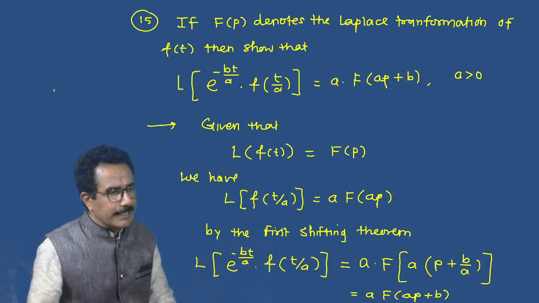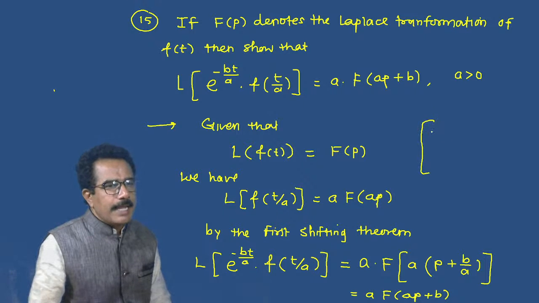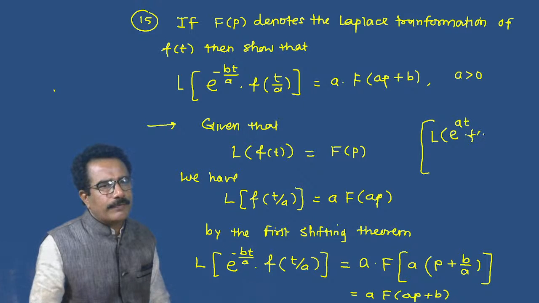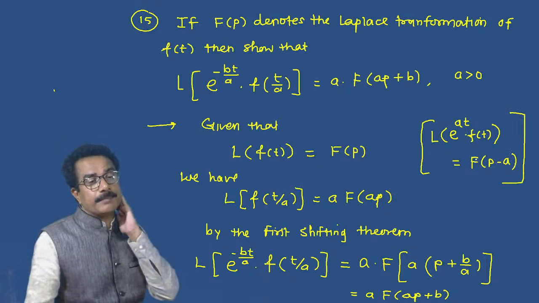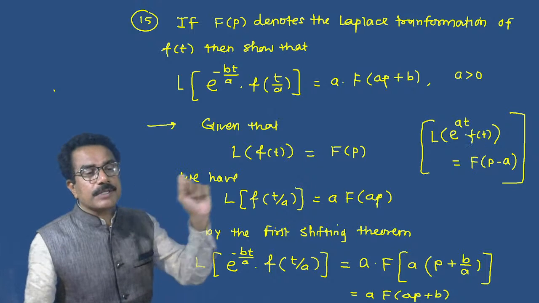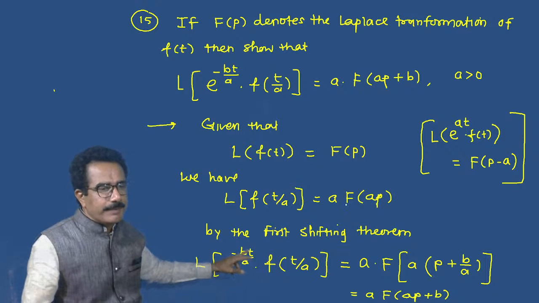What is the first shifting theorem? I am going to write it here. First shifting theorem: the Laplace transformation of e raised to at into small f of t is equal to capital F of p minus a. Here capital F is the Laplace transformation of small f. So we have to use the first shifting theorem here.